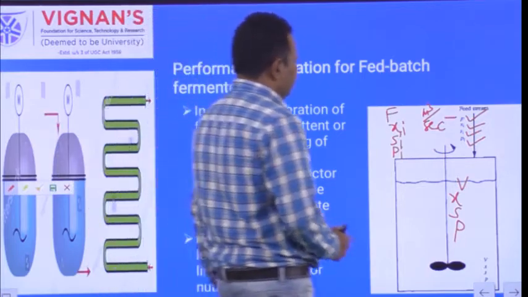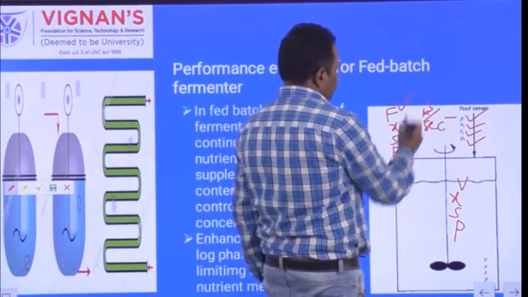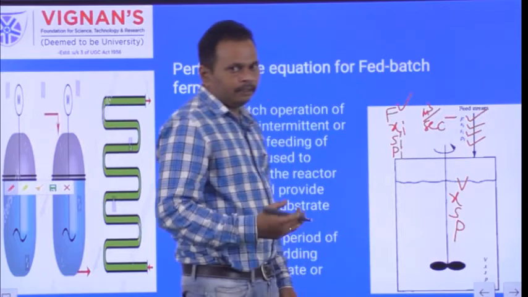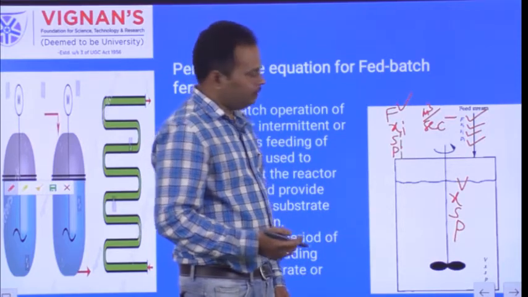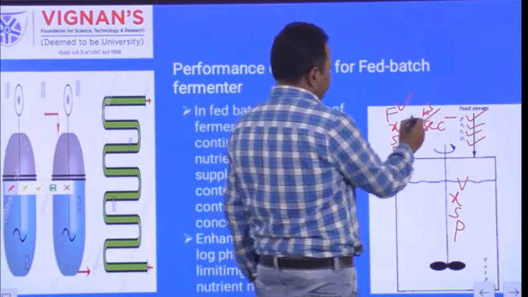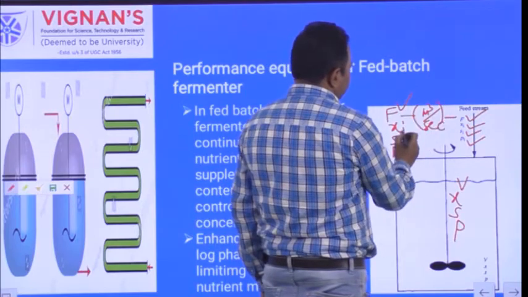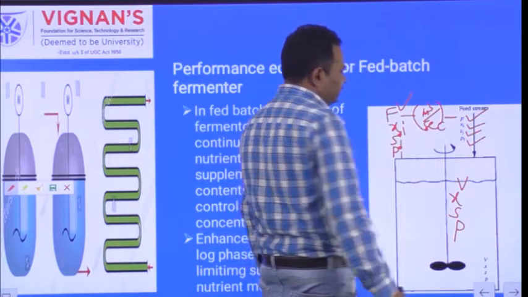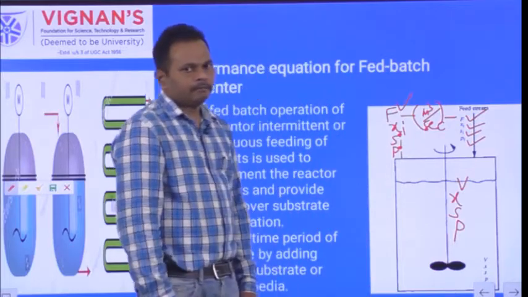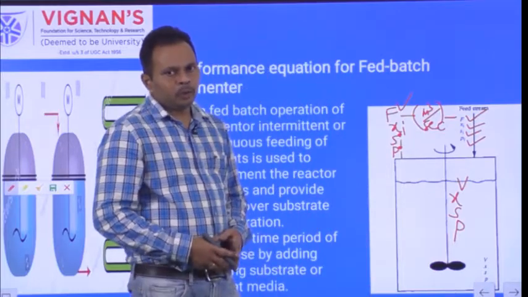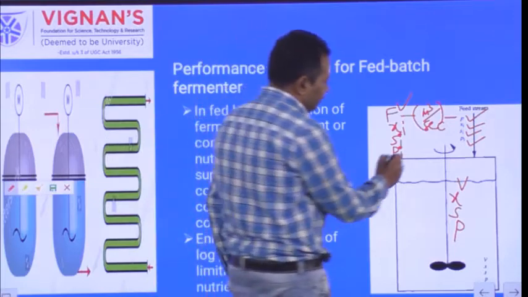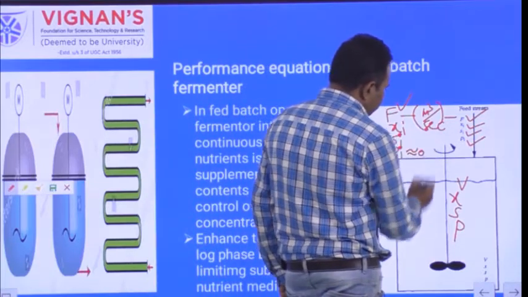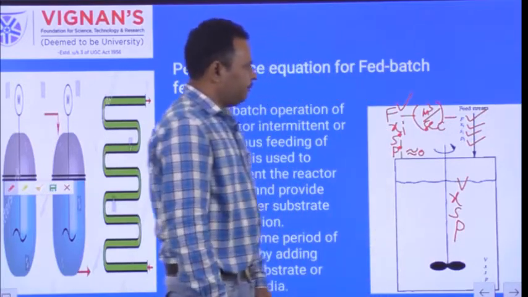For that, F is the volumetric feed rate, that means the feed for continuous or intermittent adding. Its units are meter per second. Xi is the initial cell concentration, Si the initial substrate concentration, and Pi the initial product concentration within the feed. Practically, there is no Pi; Pi is approximately 0 within the feed.